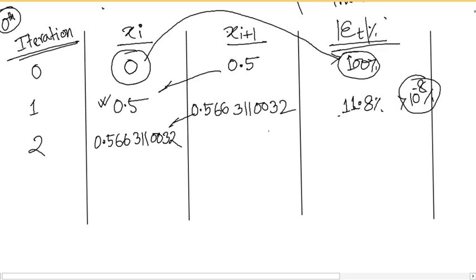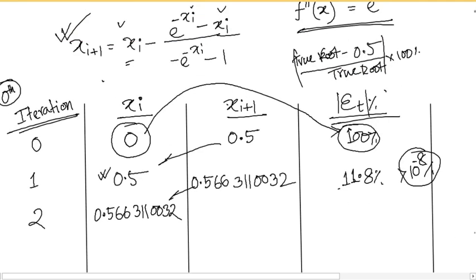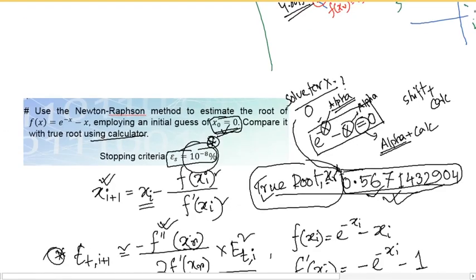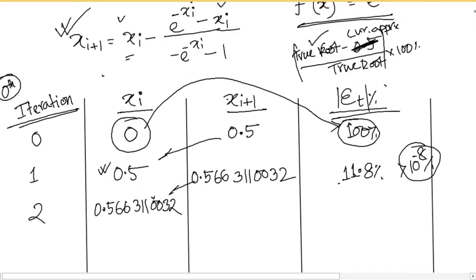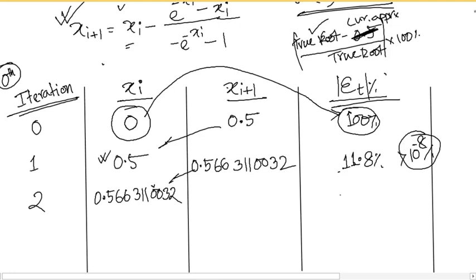Let's calculate the error in this case. So the true root we know, and this is the current approximation, divided by the true root will give you an answer. You can also compare 0.56631, and the true root is 0.56714, so it will be very close, but not as close as we are expecting. So it will give you 0.147% error. Think about it, very, very converging in the Newton-Raphson method.